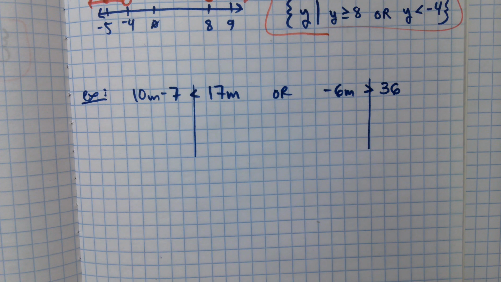Oh, the order doesn't matter. Yeah. Yes. Oh, let's check. M is greater than -1 or M is less than -6. Nice. Looks good to me.